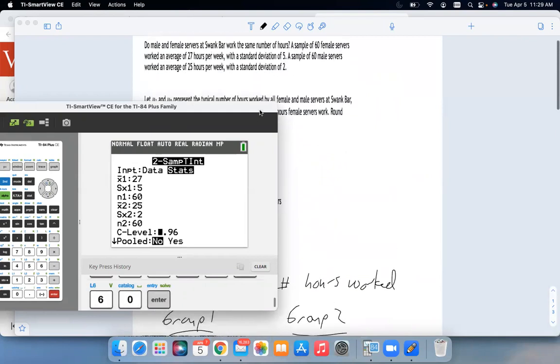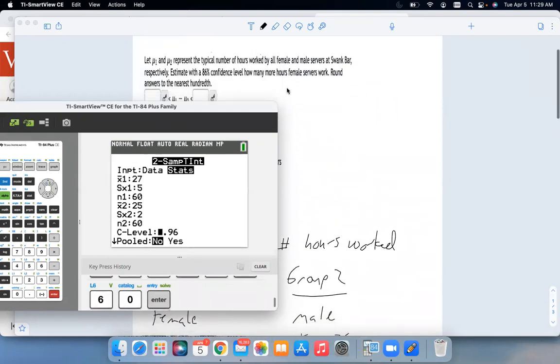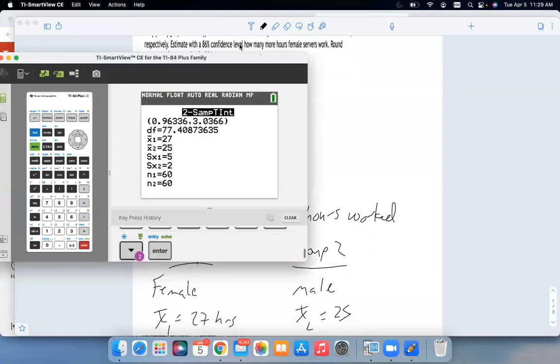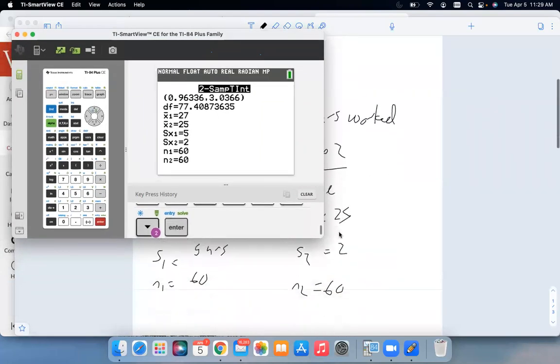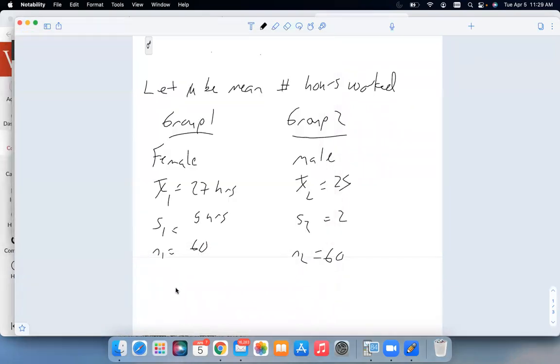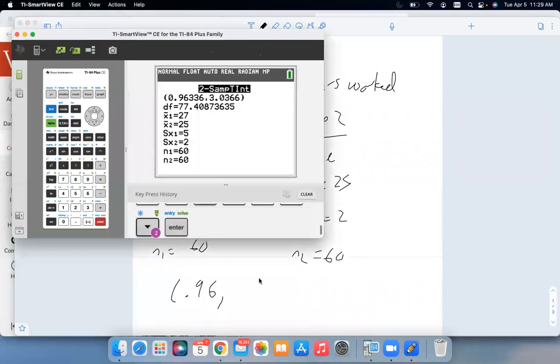Don't remember what confidence level they want. 80. What a weird question. 86%. Okay. We always say no on pooled. We hit calculate. There's our answer. 0.96. I'm going to go to 2 places here. We'll look in a minute and see how they want it rounded, but 0.96 to 3.04.